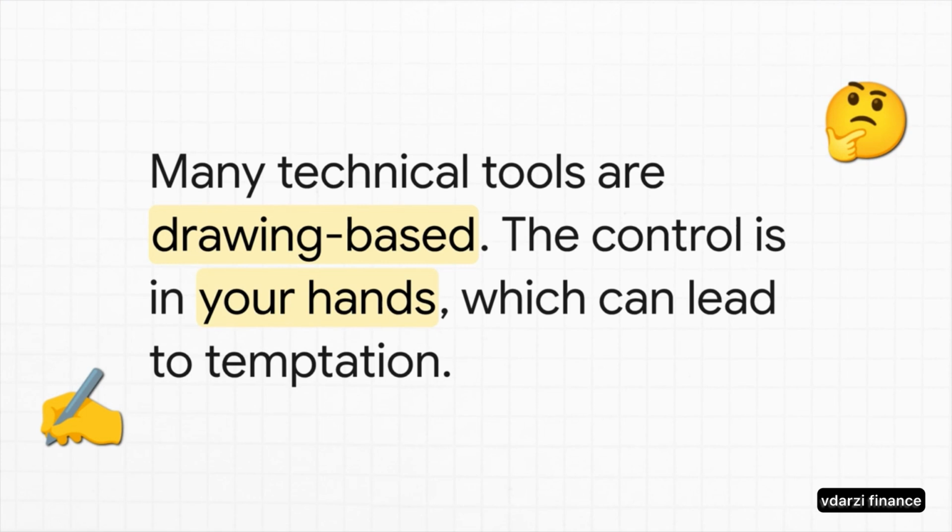So where does this trap even come from? Let's get right to the root of it. Think about the tools we use, right? Trend lines, channels, chart patterns. You're the one drawing them. The pen, or the mouse, is literally in your hand. And with that control comes a powerful, powerful temptation to just nudge things just a little.